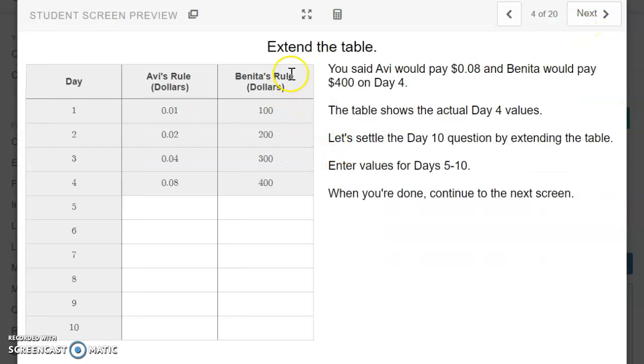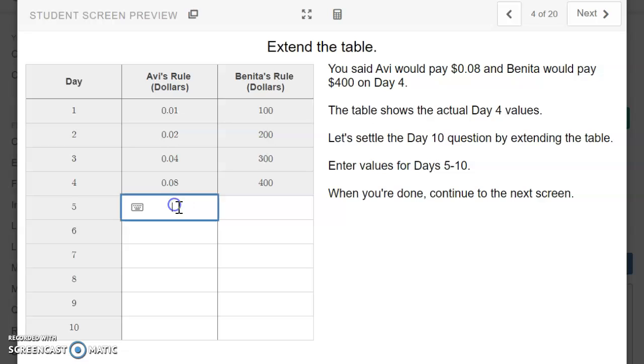And then extend the table. You said Avi would pay 0.08 and Benita would pay $400 on day 4. The table shows the actual day 4 values. And we got it correct, didn't we? Let's settle the day 10 question by extending the table. Enter the values for day 5 to 10. When you're done, continue to the next screen.